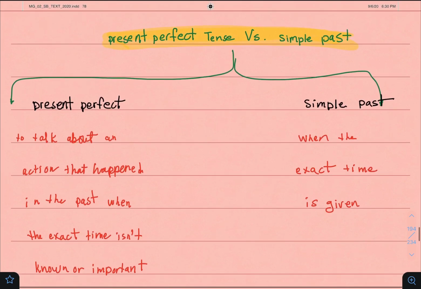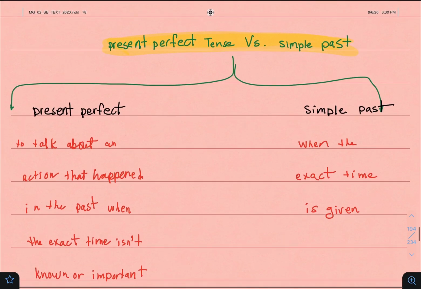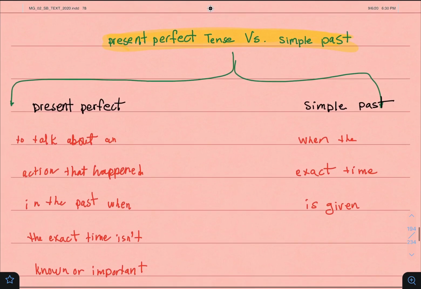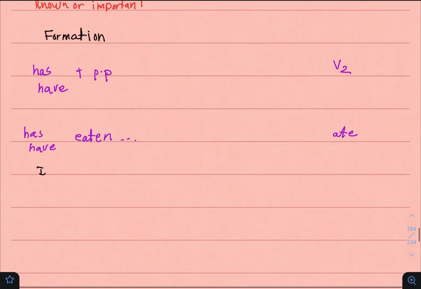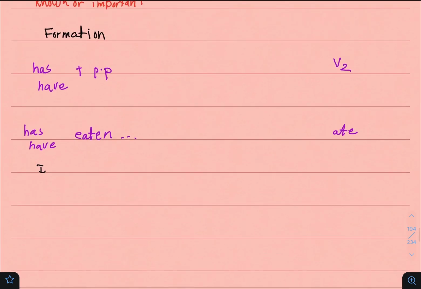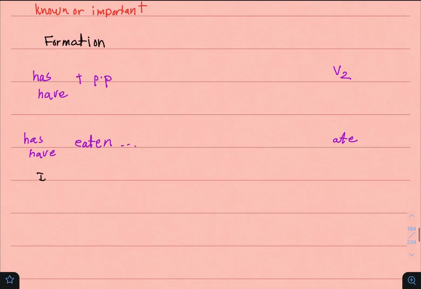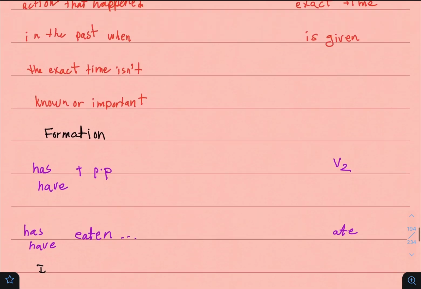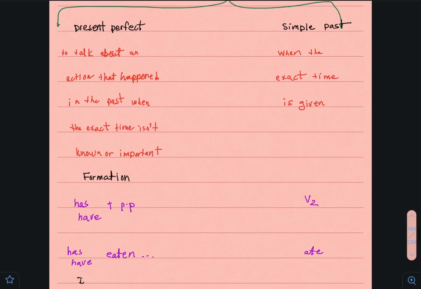Okay, so is this right now clear to you? Present perfect, an action happened in the past, but the exact time is either unknown or unimportant. While the past simple, we use it when the exact time is given. Now let's take a look at how to formulate sentences in the present perfect and in the past tense. الآن خلينا نشوف كيف نكون جمل في ال present perfect وجمل في الماضي البسيط.